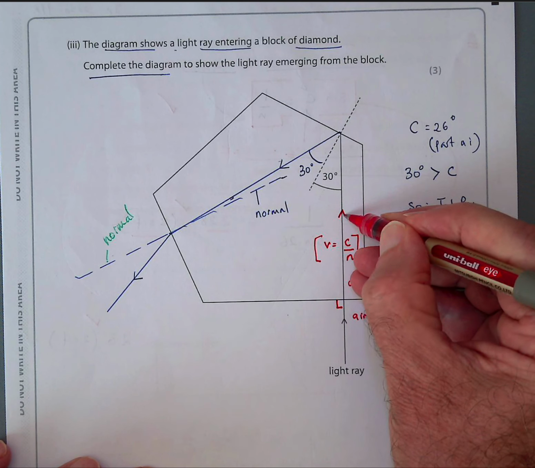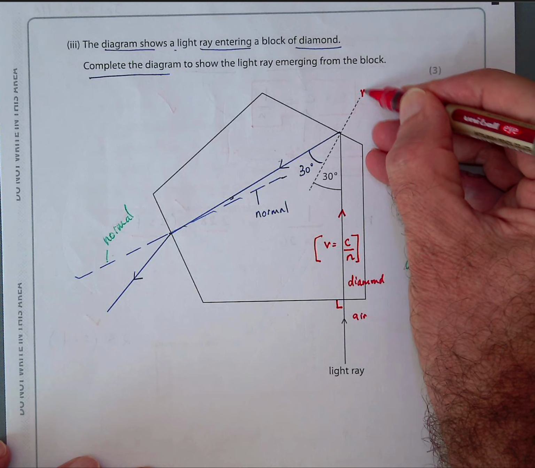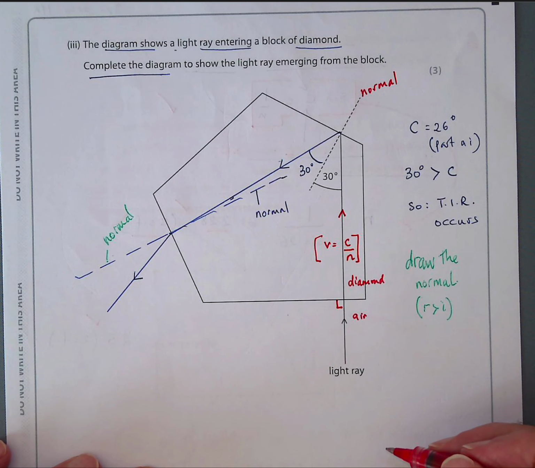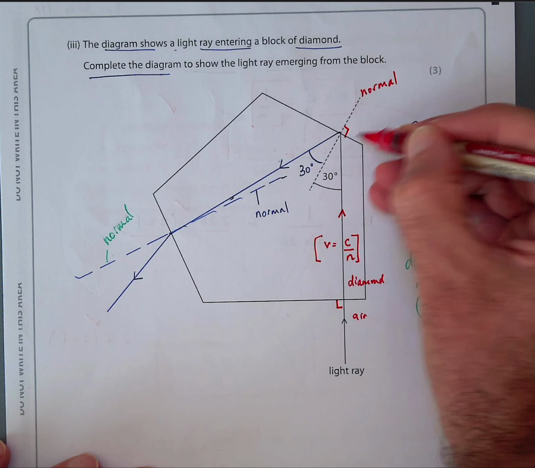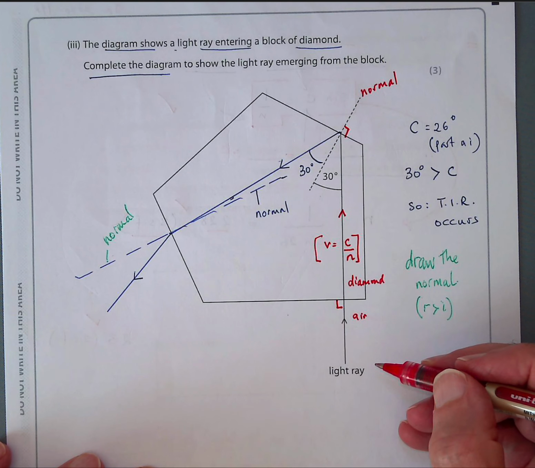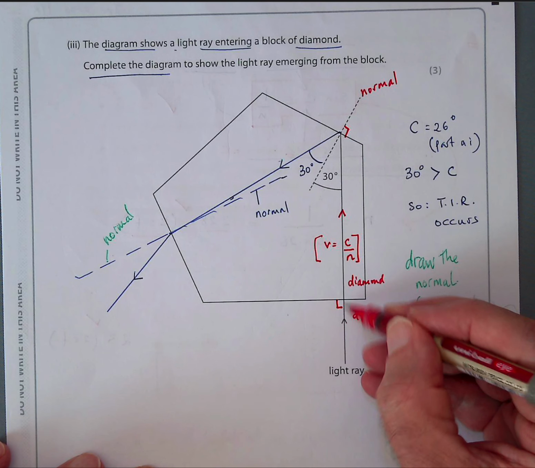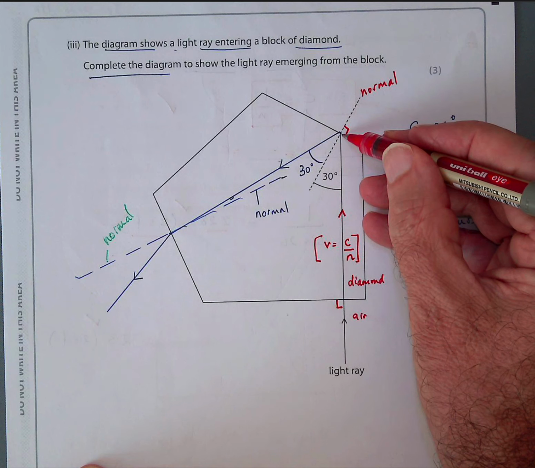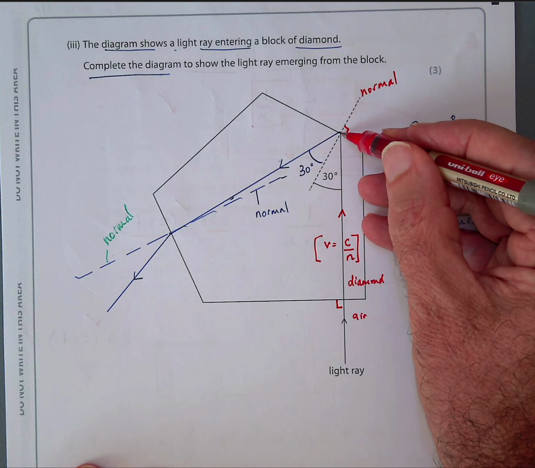So the ray's coming in. It hits this normal. They've drawn the normal for you. Remember, all angles are measured to the normal, which is at right angles to the boundary. Angles are not measured to the boundary. So the angle of incidence here will be 0. Now the angle internally is 30 degrees inside the diamond.